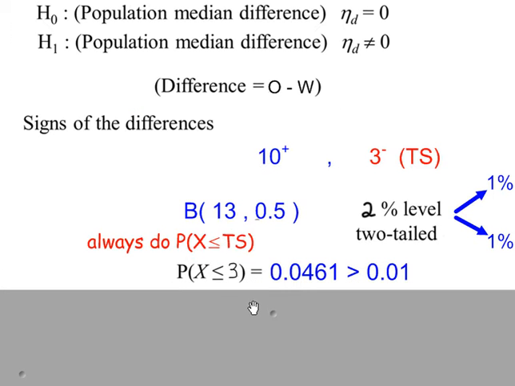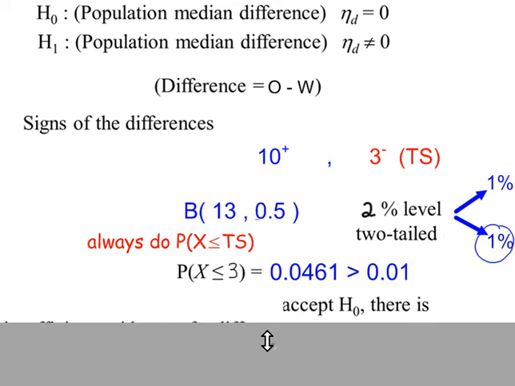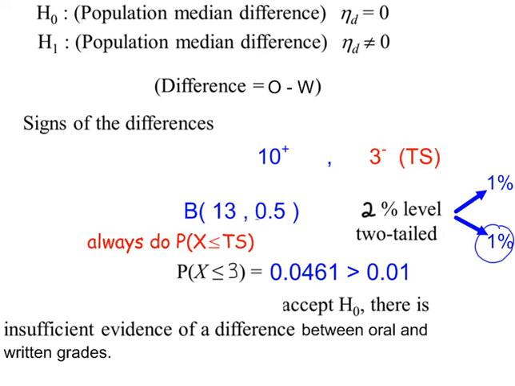And 0.0461 is greater than 0.01 from here. So we're going to accept H0. And the conclusion in context.